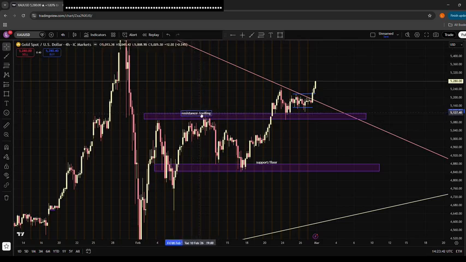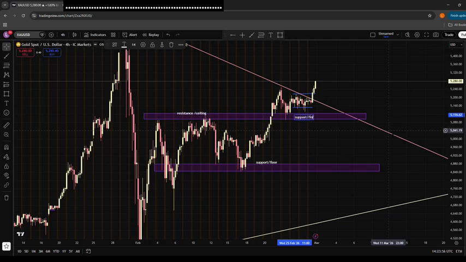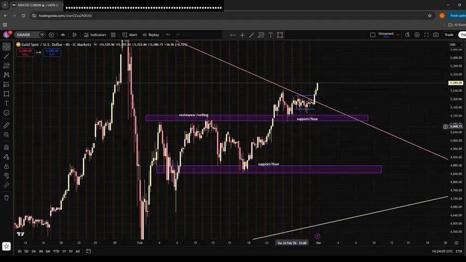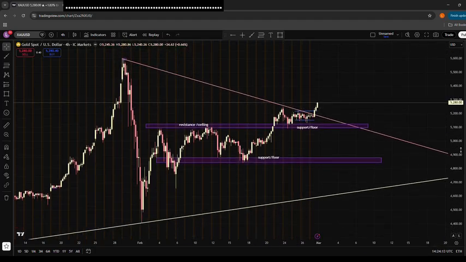So while this was the resistance ceiling here, because it's broken through and retested, it now becomes the support floor, okay? So it retested, this is now supporting the price here, and it pushed back up. If you don't want to trade a breakout of resistance, then this is when the trend line comes in.